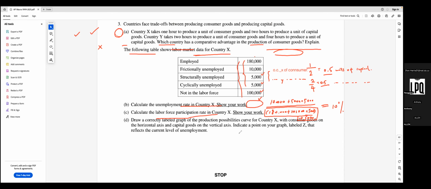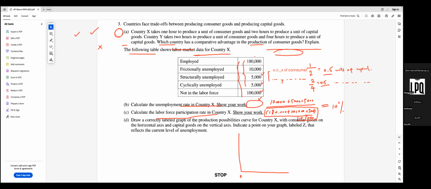Okay, the last question. You just draw a PPC. A PPC is a graphical presentation indicating the production level, the production ability in your country. If the PPC is far from the origin, that means you can produce more. If the PPC in your country is closer to the origin, that means you produce less. That's it. And how do you label the horizontal axis and vertical axis?